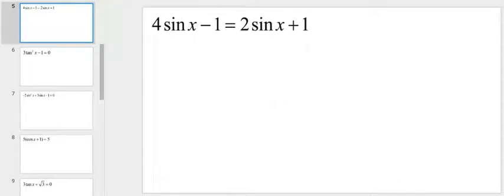Alright, this is our second video on solving by factoring. Problem number 5. We've got 4 sin x minus 1 equals 2 sin x plus 1.